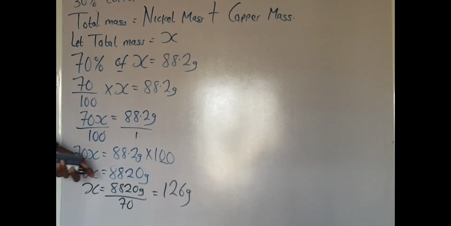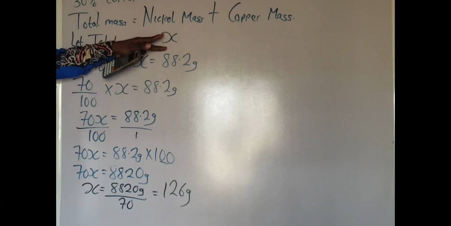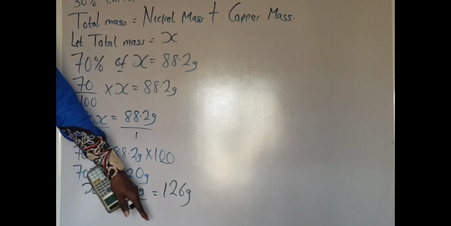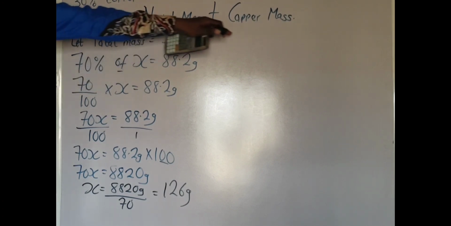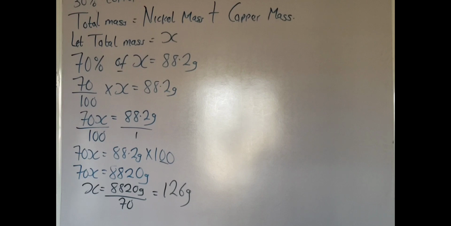Now we have gotten x as 126 grams. Don't forget that we said let the total mass equal x. That means the total mass is 126 grams. Now I can easily determine the mass of the copper, because the total mass is the sum of the mass of the nickel and the mass of the copper. So I only need to make the copper mass the subject of the relation.